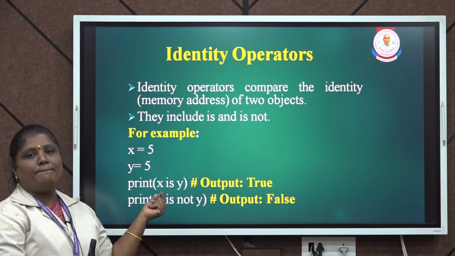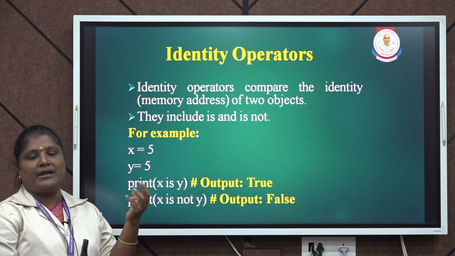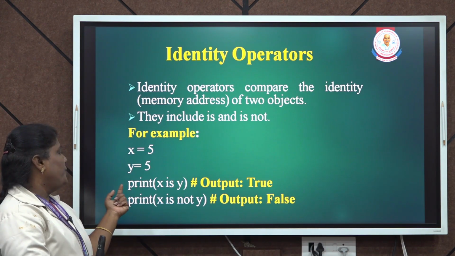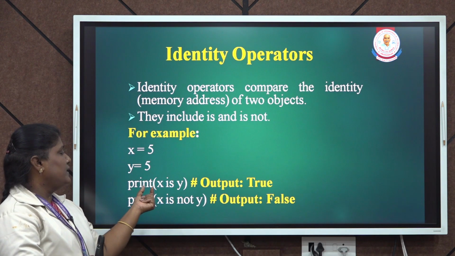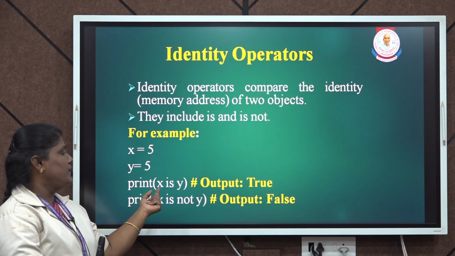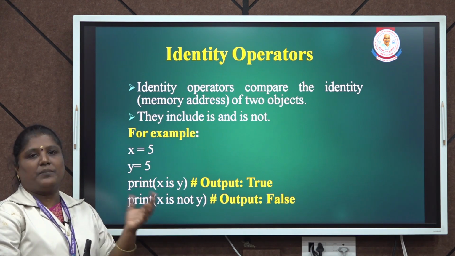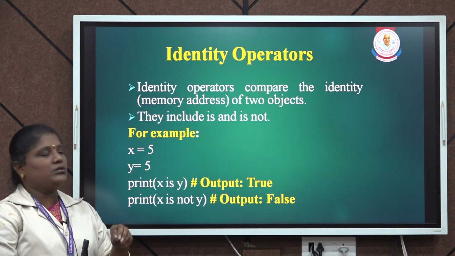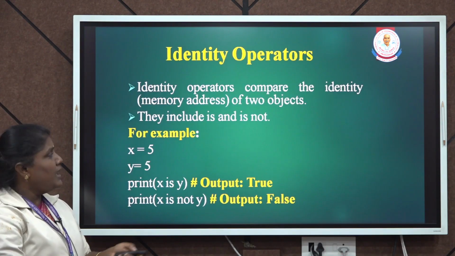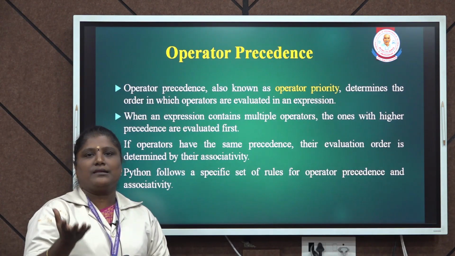It will display the memory address of x. Print id of y will display the memory address of y, so we can see whether both addresses are the same or not. To verify, print x is y: if x and y both represent the same address, it will display true. Otherwise, x is not y means x has a separate memory address and y has another separate memory address, so the output is false. So these are called the identity operators. These are the types of operators in Python.